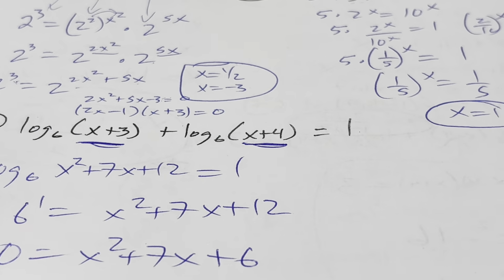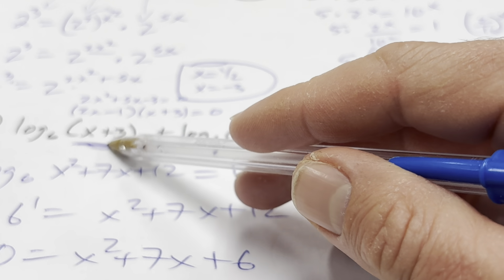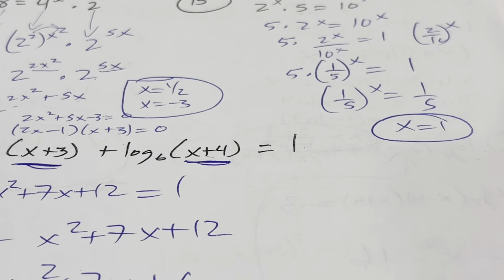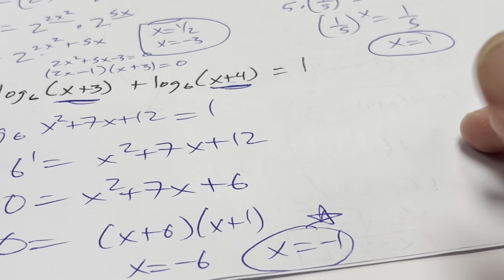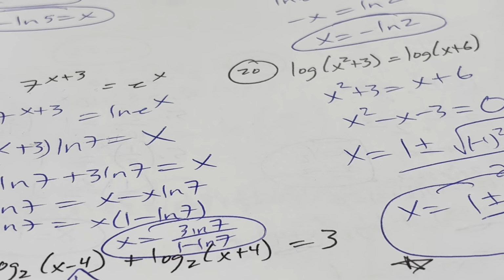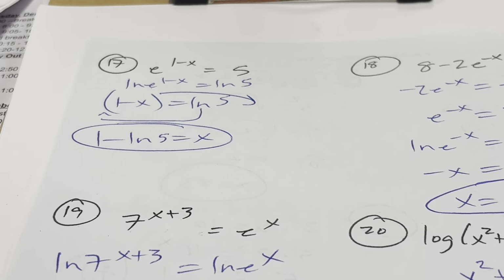But let's be careful, folks. If I plug negative 6 in for x right there and right there, I get log base 6 of a negative number, which is undefined. So negative 6 is extraneous. Negative 1 is the only right solution. You can only report negative 1 for full credit. And let's end it here, these questions.